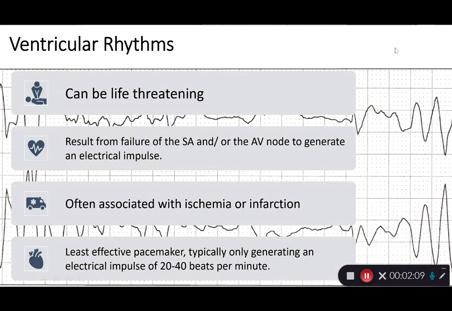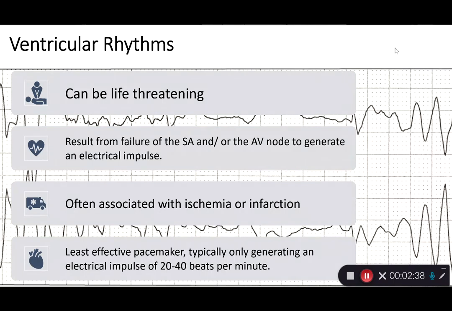So ventricular rhythms in general, they can be life-threatening. We're going to talk about some of our less severe ventricular rhythms and then our more severe ventricular rhythms that are life-threatening. It can result from just the SA node and then the AV node failing to generate a pulse. So we know that if we lose our SA node, which gives us our sinus rhythms that are 60 to 100 beats per minute, we fall down to that AV node, which gives us our junctional rhythms that are 40 to 60 beats per minute.